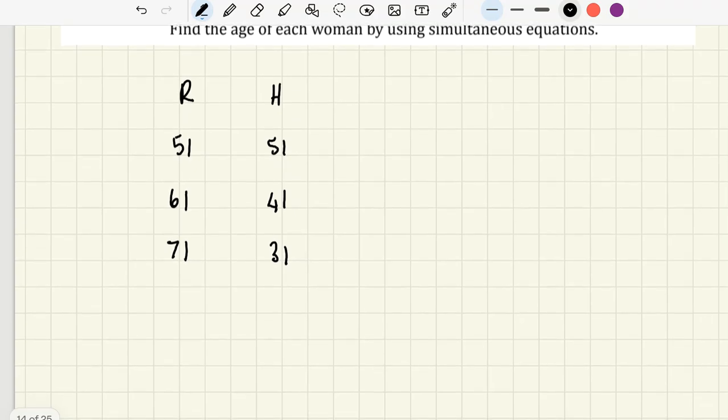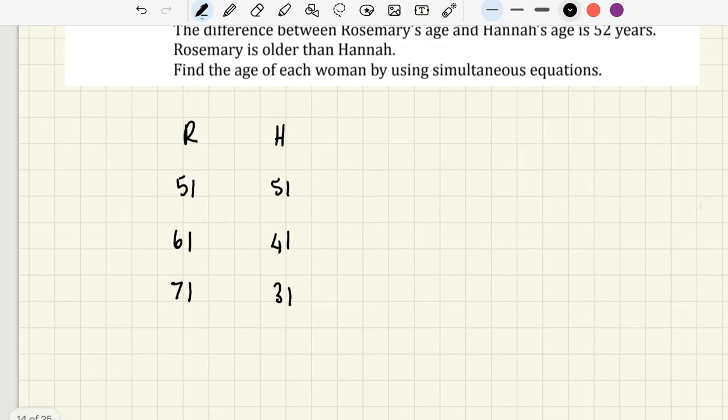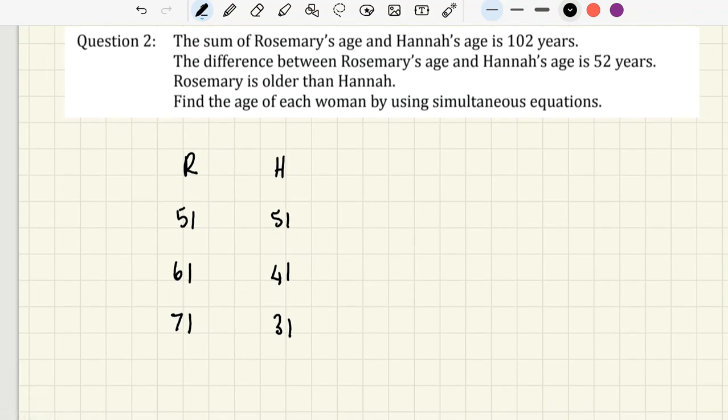Yeah? Because you put it into a ratio. In what way? The age is 2 to 1. Or 1.5 to... Do we know that though? We're not told that Rosemary is like double Hannah's age or anything like that. If we were told that, then yes, that would be a reasonable way to do it.